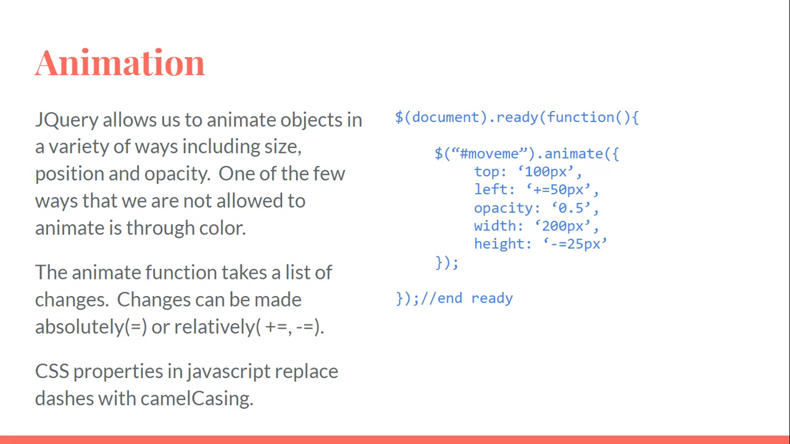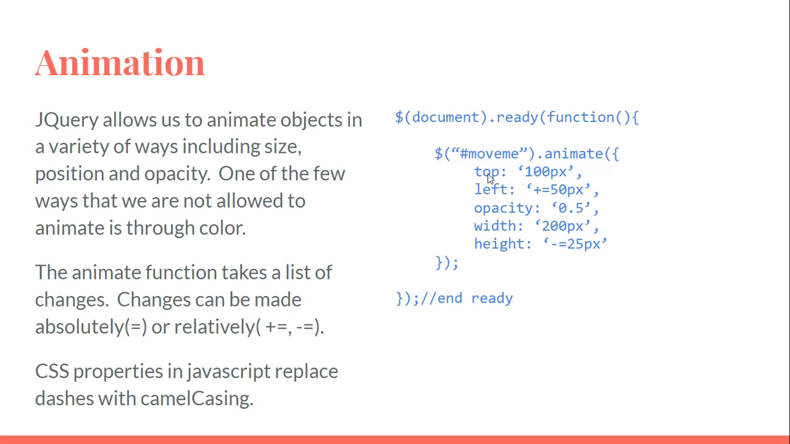It allows us to animate objects utilizing CSS. Some of the things that we can do are size, position, and opacity. One of the things that we cannot do, though, is animate color. It requires a special library. It's possible, but not in basic jQuery. When we animate something, the animate function takes a list of changes. So you'll see that inside the parentheses of the animate function, we have a set of curly braces. And then we get pairs, just like we would with any CSS, top colon, left colon, opacity colon, width colon, height colon. Now, these changes are being made either absolutely or relatively.